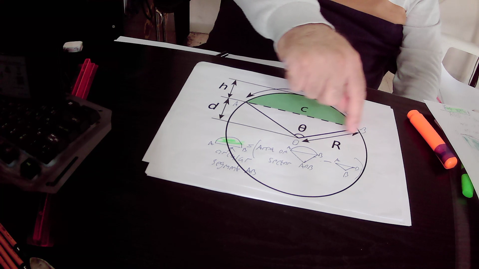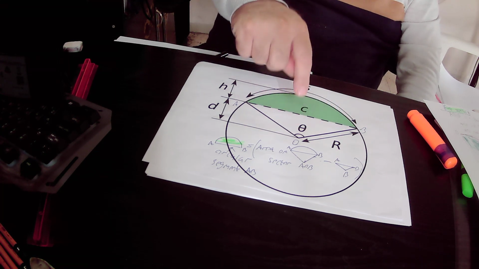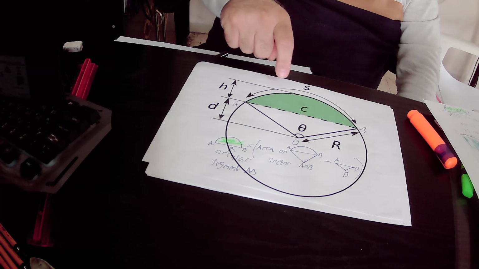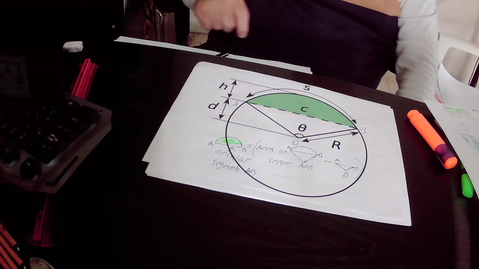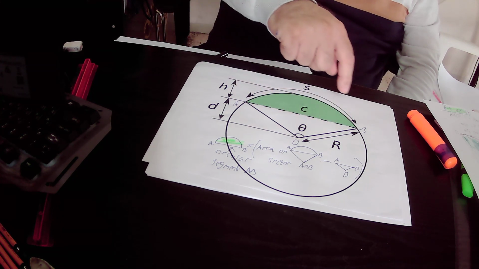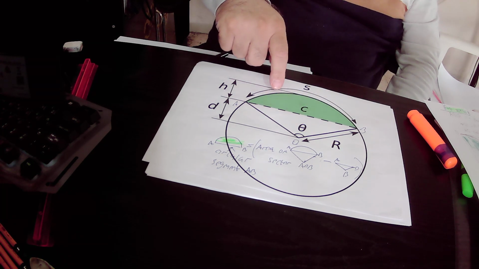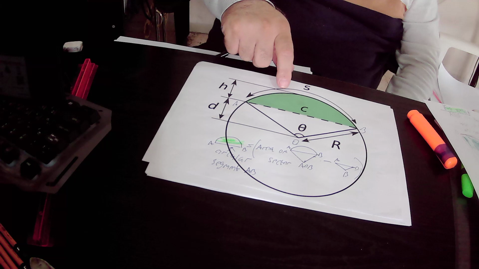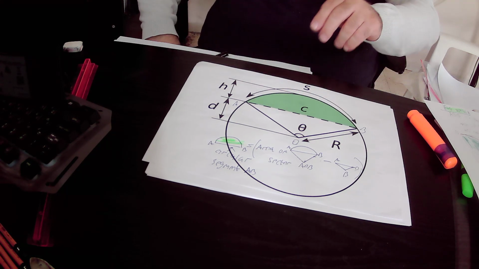Again, the area of sector AOB minus the area of triangle AOB will give us exactly the area of circular segment AB. Okay, again, the area of sector AOB minus the area of triangle AOB will give us exactly the area of circular segment AB, that is the green shape.